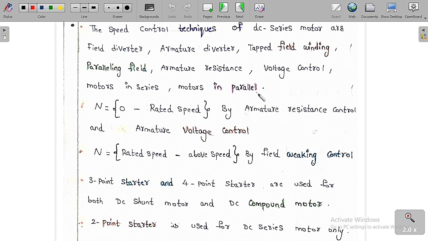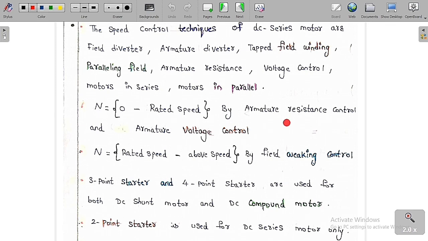So these are the methods by which we can control the DC series motor speed. The speed control techniques of DC series motor are the field diverter, armature diverter, tapped field winding, parallel winding, armature resistance control, voltage control, motors in series or motors in parallel. I have already told you, whenever the speed is lying from 0 to rated speed, we use armature resistance control and armature voltage control. Armature resistance means changing RA. Armature voltage means changing the supply voltage V.